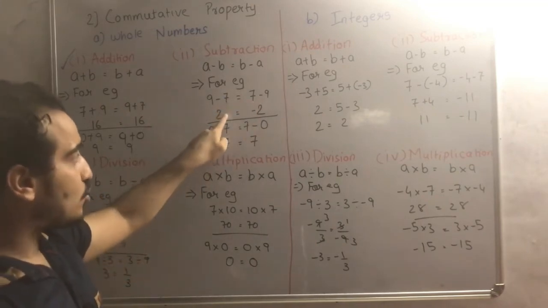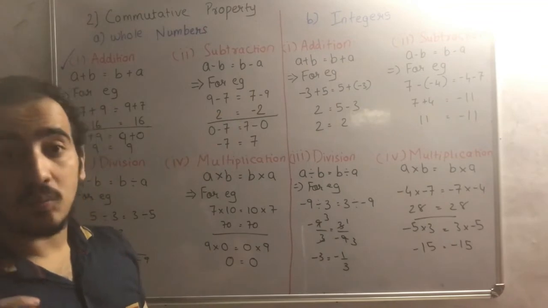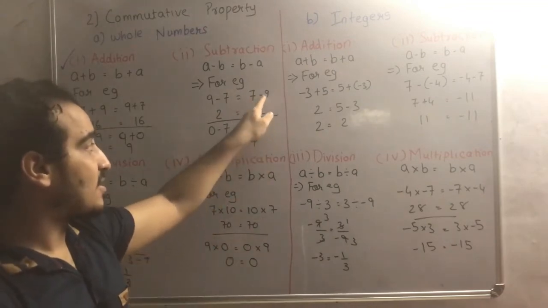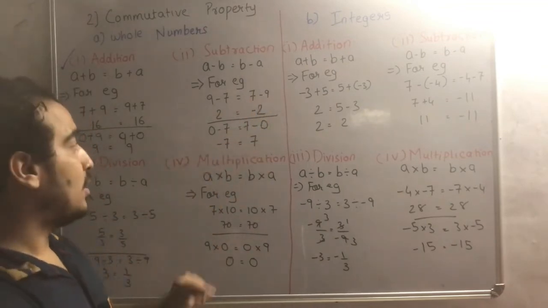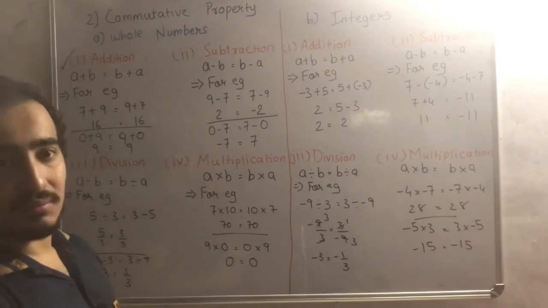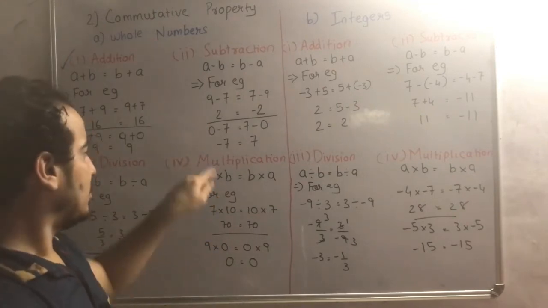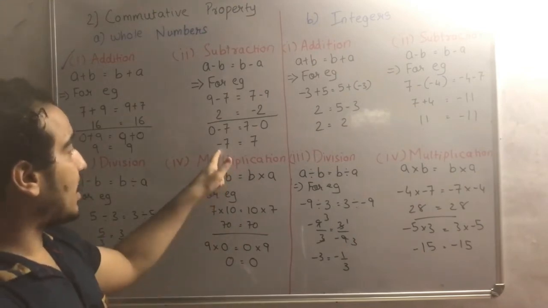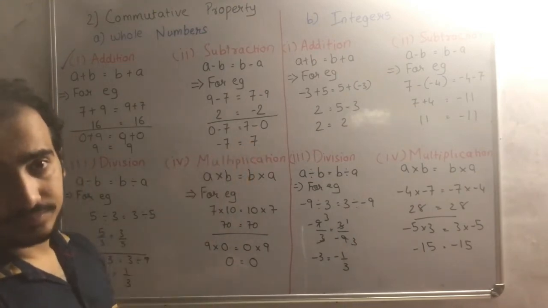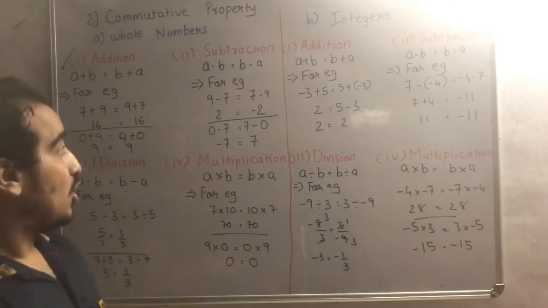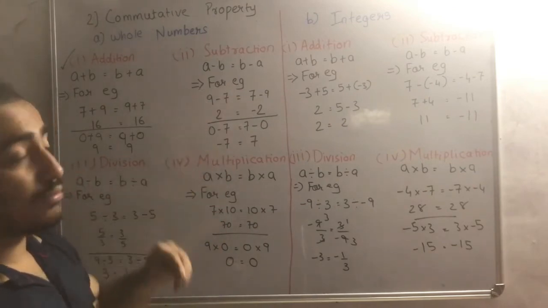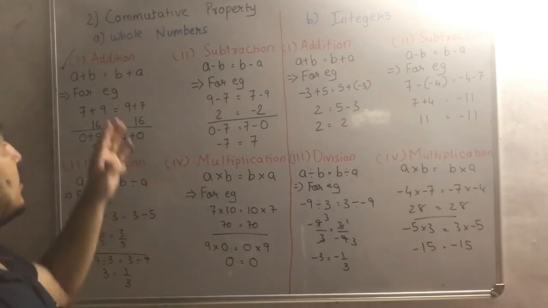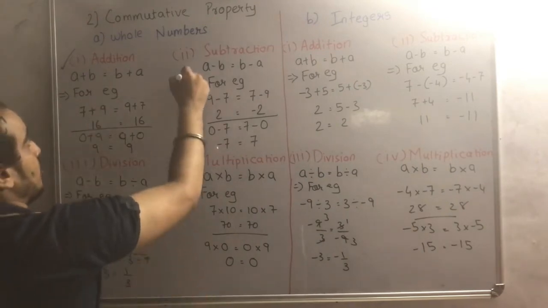9 minus 7 we know is 2, but 7 minus 9 is minus 2. Plus minus minus, and the sign of the greater number. Okay, so they are not the same. Let's take another example. 0 minus 7 versus 7 minus 0: minus 7 and 7. Both are different. So subtraction of whole numbers cannot fulfill the commutative property.